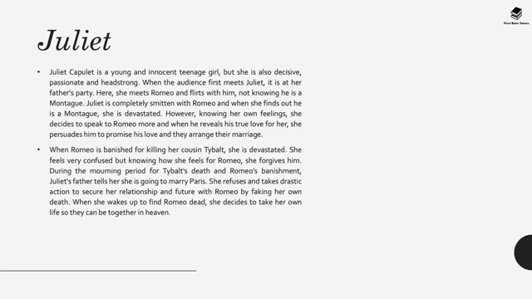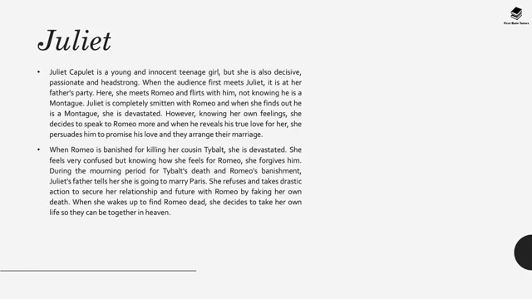Juliet is another important character, and she's a young and innocent teenage girl, but she can also be very decisive, passionate, and headstrong as well. When the audience first meet her, it's at her father's party, and here she meets Romeo and flirts with him, not knowing he's a Montague. She's completely smitten and besotted by Romeo, and when she finds out he's a Montague, she's devastated.